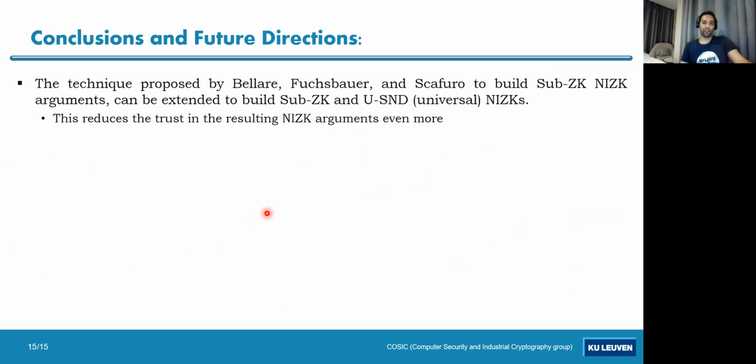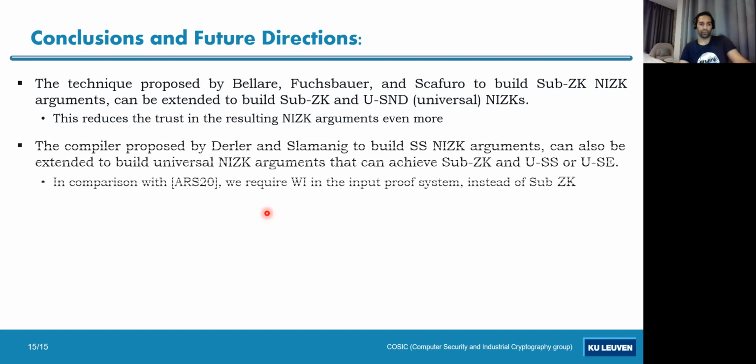To conclude and introduce some future directions, we showed that the technique proposed by Bellare, Fuchsbauer, and Scafuro to build subversion range NIZK arguments using non-interactive Zaps can also be extended to build subversion range and updatable sound NIZKs. And this basically reduces the trust in the resulting NIZK argument even more. That was the main goal of their study. And the cool thing is that the resulting NIZKs are also universal as before, but that was not discussed in that work.